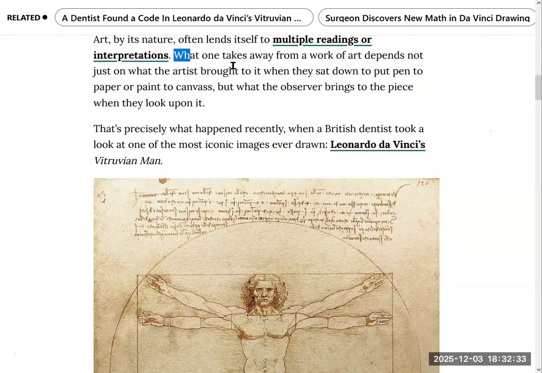So, what one takes away from a work of art depends not just on what the artist brought to it when they sat down to put pen to paper or paint to canvas, but what the observer brings to the piece when they look upon it. So the artist, I think this is saying, may draw one thing, but when you look at it, you may see one thing, but if I look at it as a different observer, I may see something slightly different.